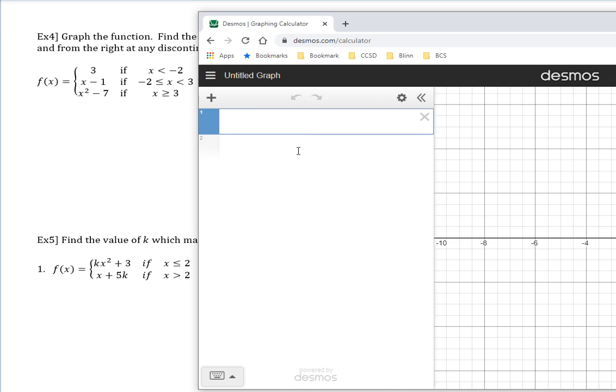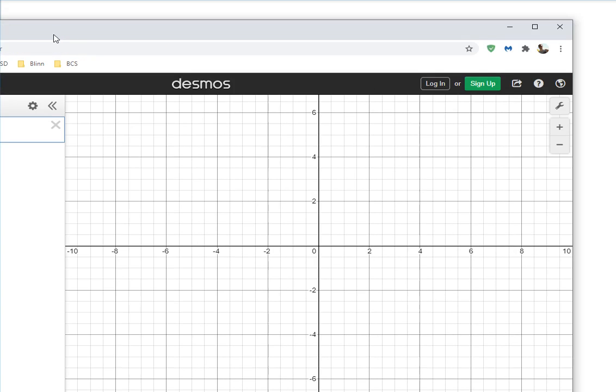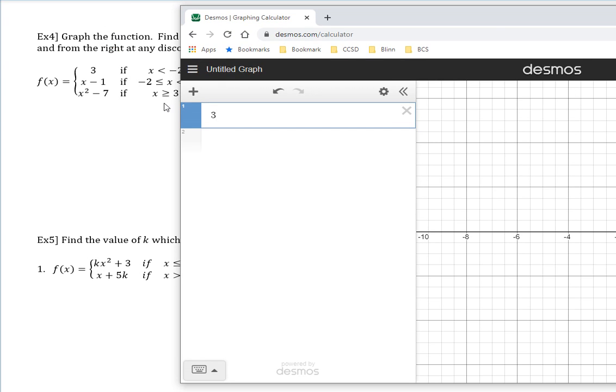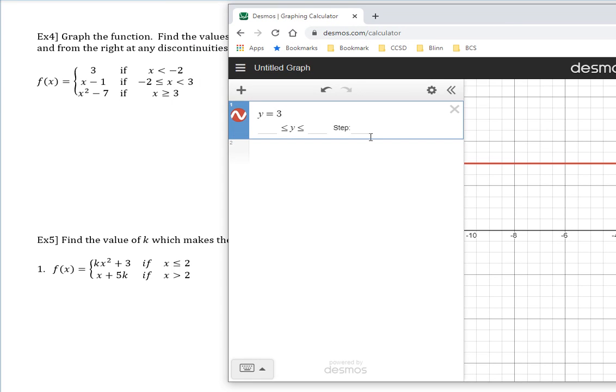Okay, so we have three pieces here. Well, the first piece is 3. And then notice nothing appeared. If it's just a constant, it's kind of thinking it wants something else. So this is where you do have to state that f of x is the same as y. So each of these is saying y equals 3, y equals x minus 1, and y equals x squared minus 7, for three separate pieces.